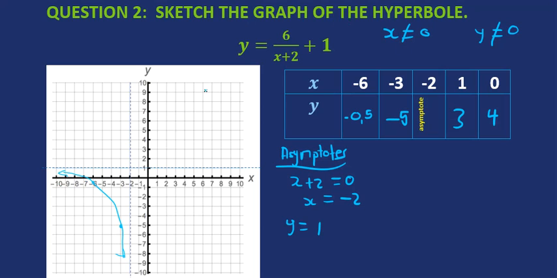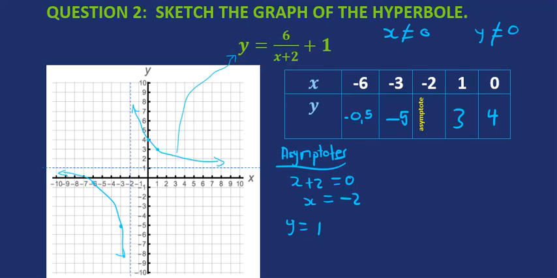We've got 1 and 3. 1 and 3 is over there. 0 and 4. 0 and 4 is over there. Again, we draw a curve to those points, and we make sure that our curve does not touch our asymptotes. That would be the graph for that particular function.